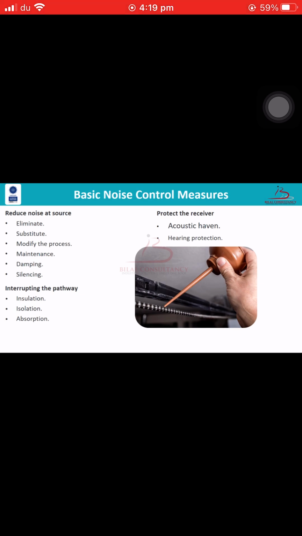We can provide an acoustic haven across the machinery and across the receiver. An acoustic haven is basically an enclosed design of the workplace or location, which can contain the noise at one location. It will not allow the noise to travel to any other location. And the second thing is we can provide hearing protection, which is the only option left for us, which is ear muffs and ear plugs.